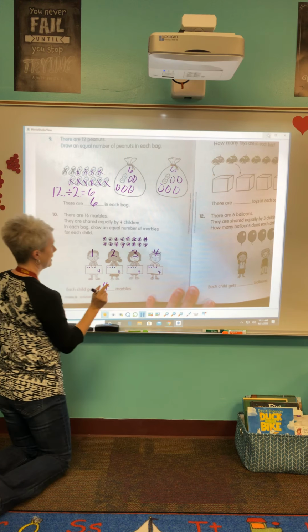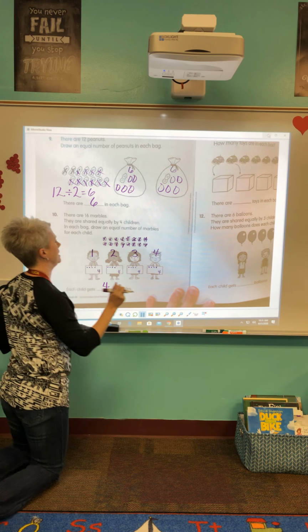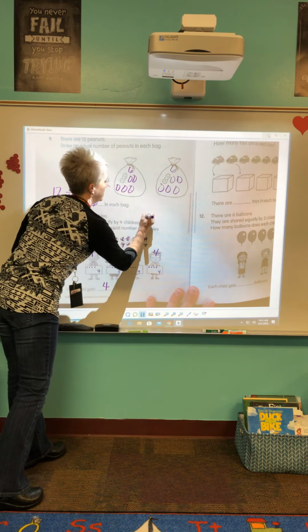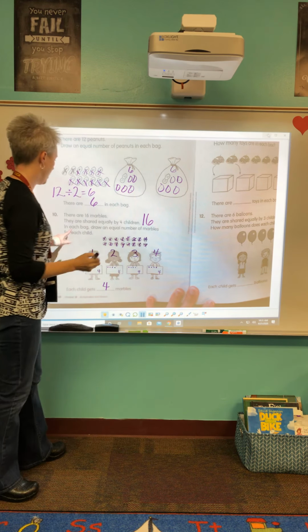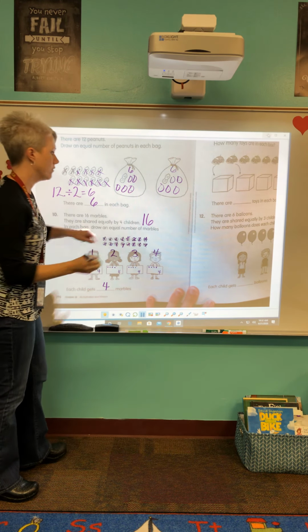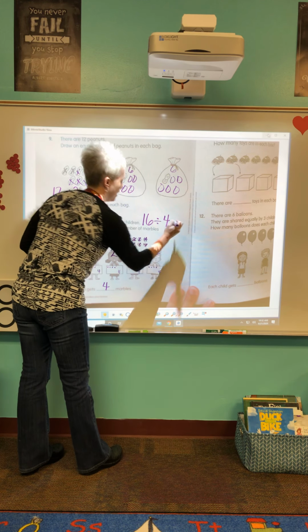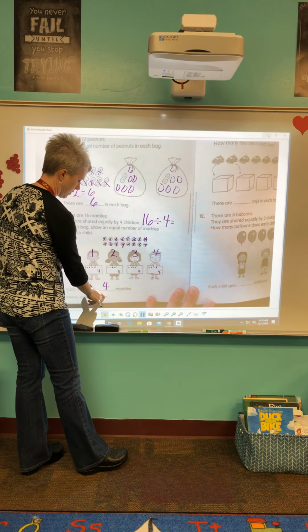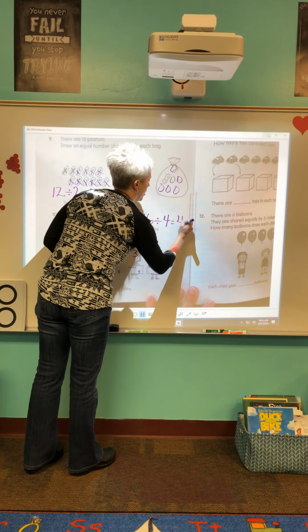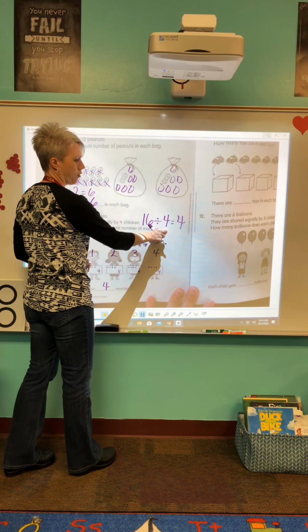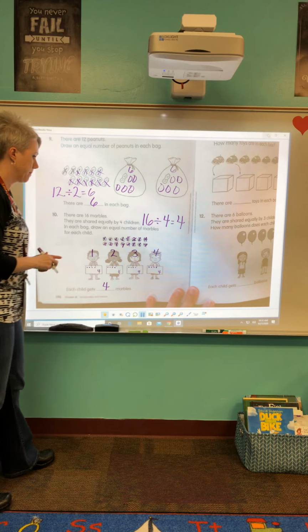And what we did here, there are 16 marbles. We had 16 marbles. We divided equally between 4 children, so divided by 4 equals each child gets 4 marbles. 16 divided by 4 is 4.